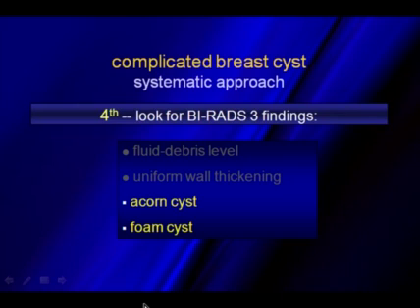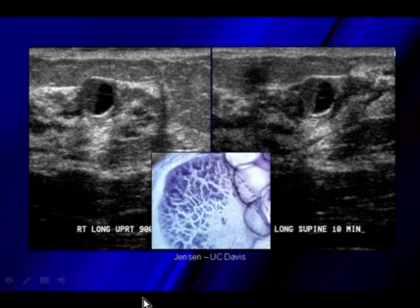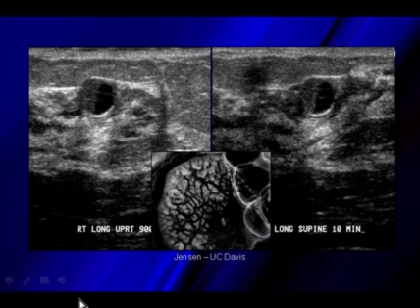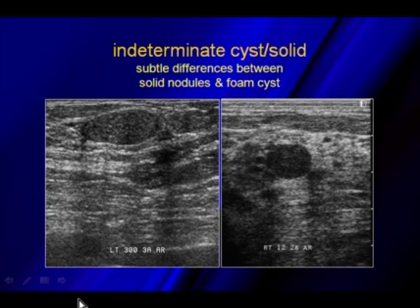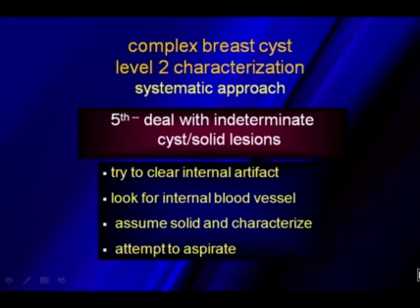These types of things would be what we would call our acorn cyst and our foam cyst. So acorn cyst that we can see here is something that we typically will classify as a BI-RADS 3 that is probably benign. Indeterminate solid versus cystic, there's subtle differences between solid nodules. This is a fibroadenoma that we can see here. They tend to be more oval shaped, versus what we call a foam cyst, also referred to as a gel or an inspissated cyst. Echotexture-wise, they can look very similar in evaluating these.